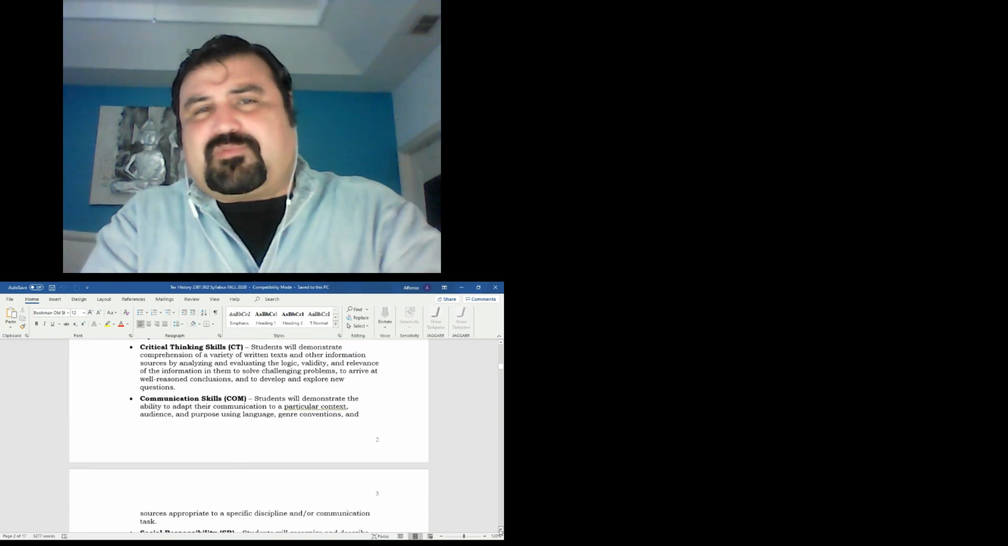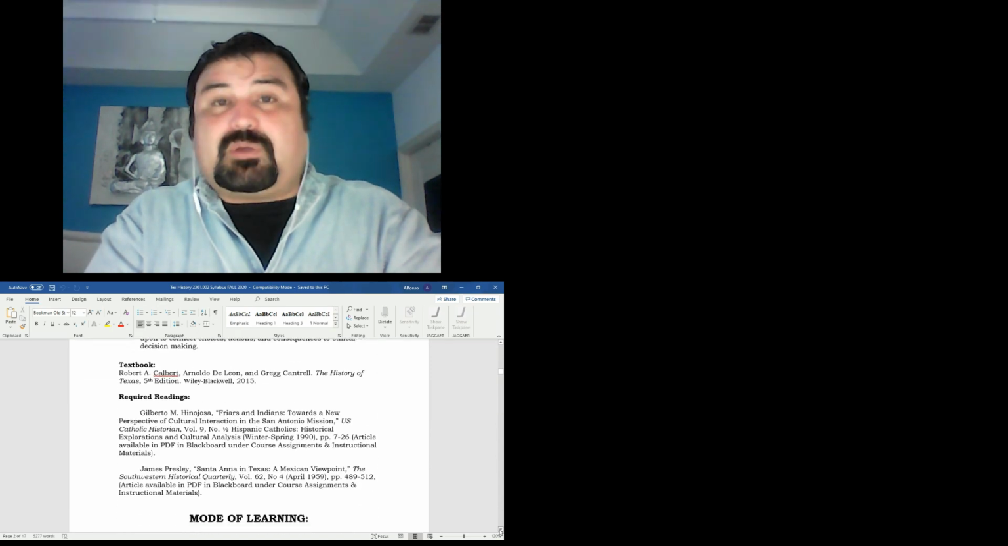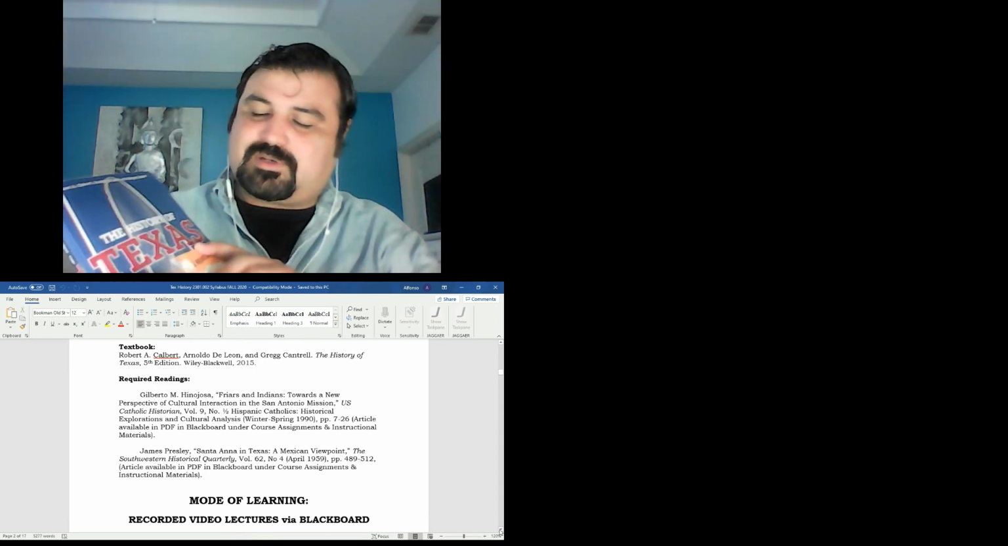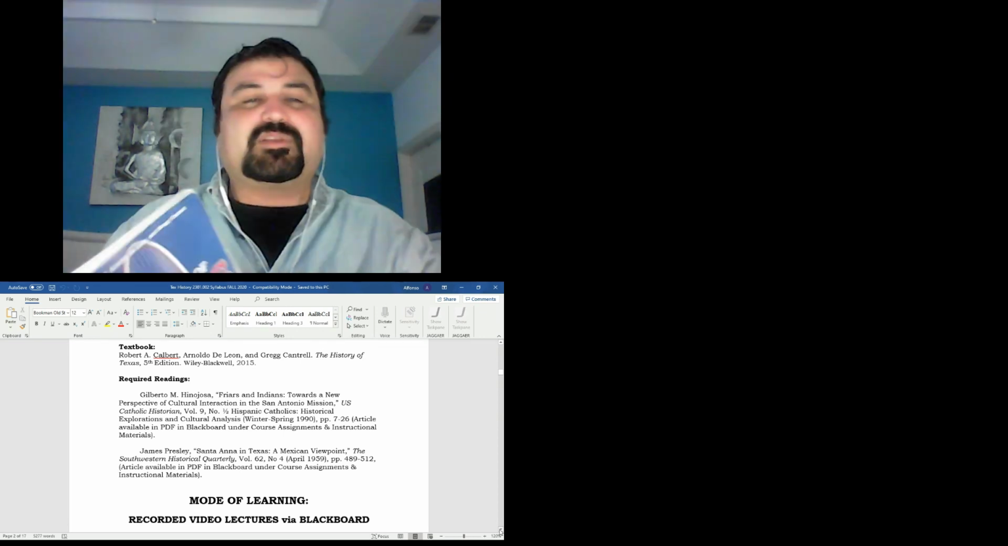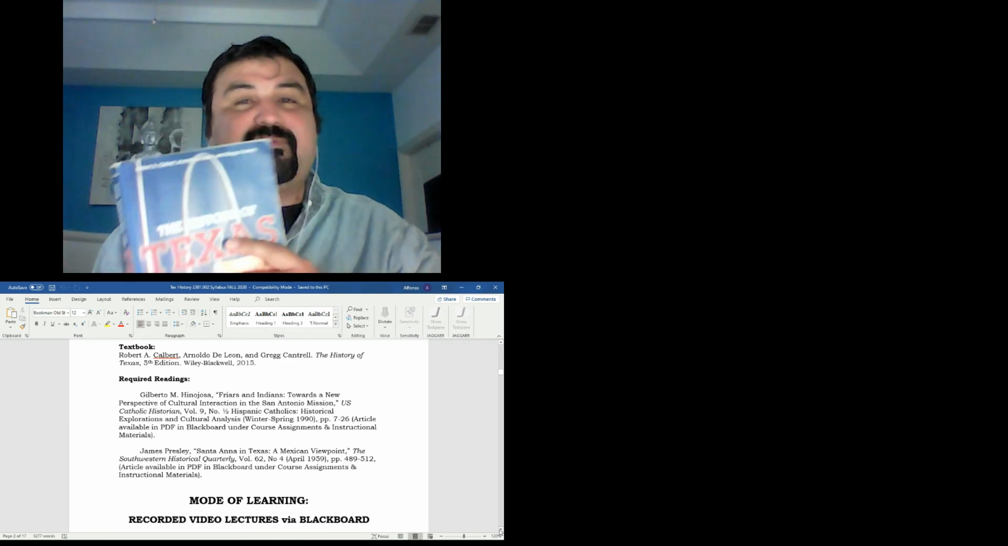so I'm not going to cover every single page of the syllabus, just the most important elements. So the other element I want to talk about is the textbook. So this is the textbook that we're going to be using. Robert Colbert, Arnoldo de Leon, and Greg Cantrell, again, the authors of this work. It's called The History of Texas. The 5th edition, by the way.